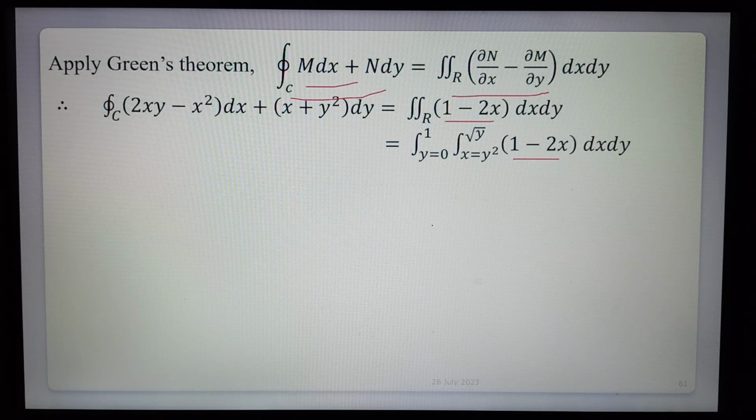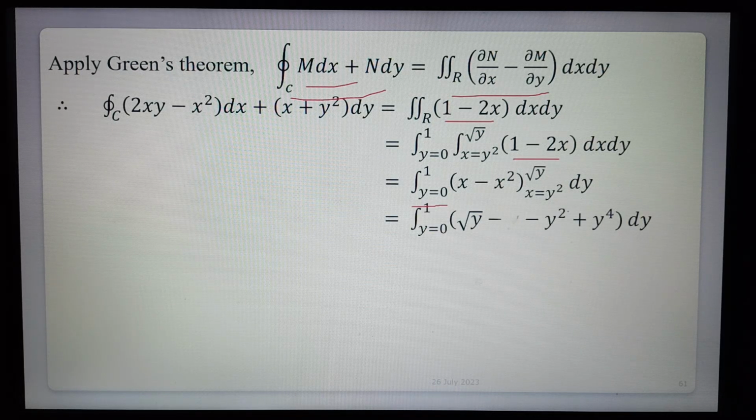Now first integrating with respect to x. So the integral for y from 0 to 1 of the integral of 1 in x minus the integral of 2x, which is x square by 2 times 2, so the 2s cancel, with x limits y square to root y, dy. So y limits 0 to 1, substituting x equal to root y as the upper limit: root y minus y, minus of (y square plus y power 4), dy.